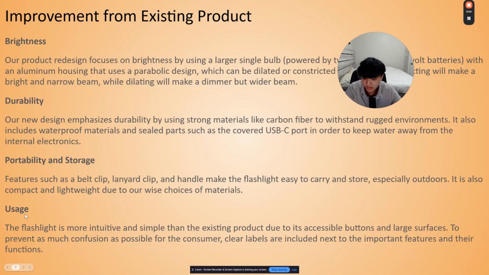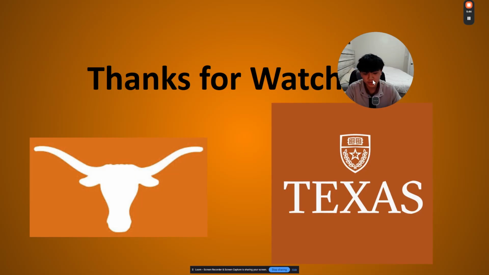Our flashlight was also way more usable than the existing product because it was more intuitive and simple than the existing product due to its accessible buttons and large surfaces. And then to prevent as much confusion as possible for the consumer, clear labels are included next to the important features and their functions. Thank you so much for watching.